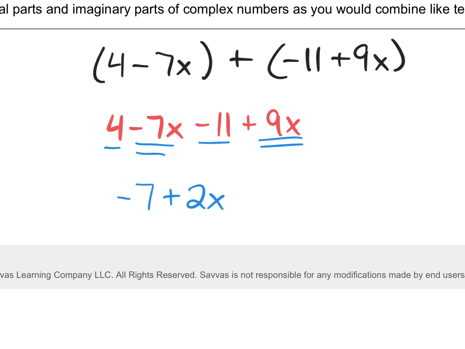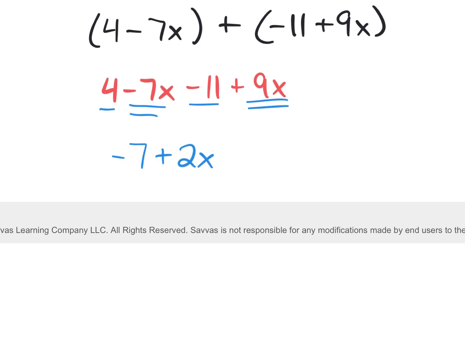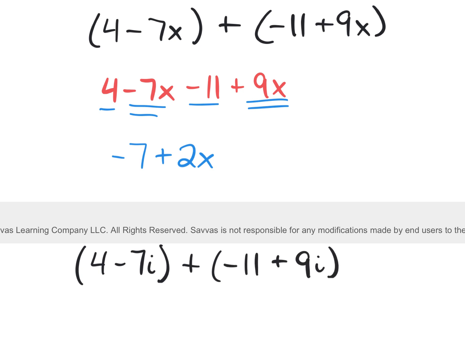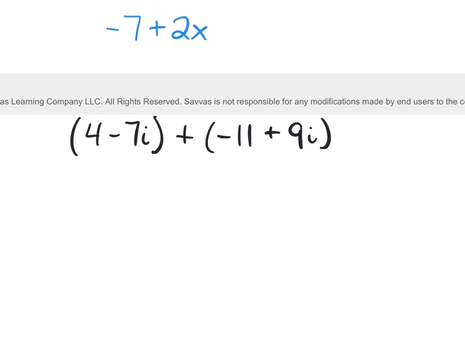Now, when we put this with complex numbers, I'm going to use the same thing. Instead of x's, I'm going to put i's. So I have 4 minus 7i plus negative 11 plus 9i. Again, what is the operation happening? It's adding, so we just take the parentheses away, don't change any signs. How do we solve this from here now? Same way you did it there. Same way we did at the beginning. It doesn't matter that it's i instead of x. We're going to solve it the same way. What is 4 minus 11?